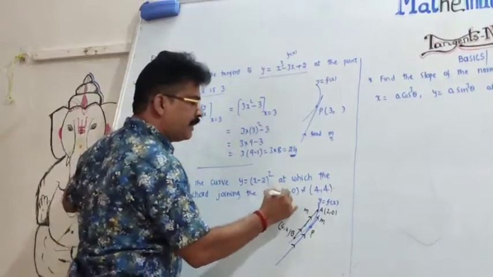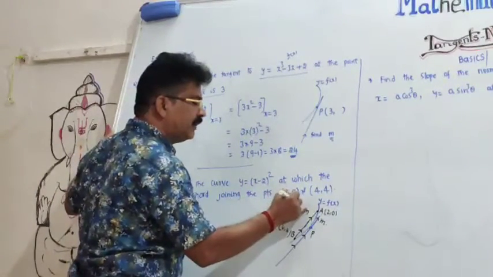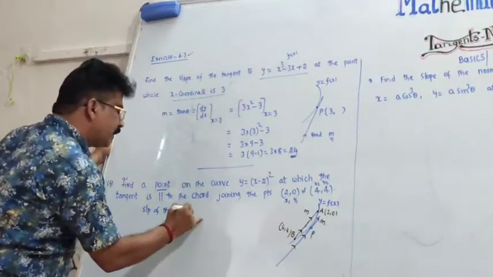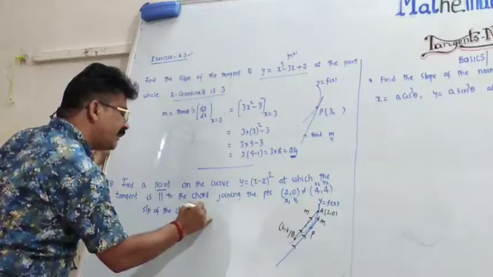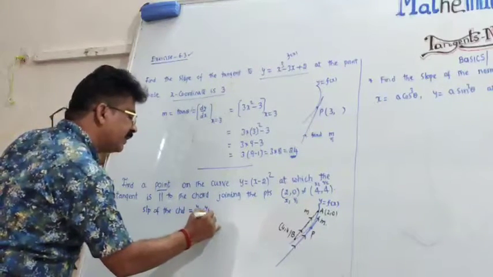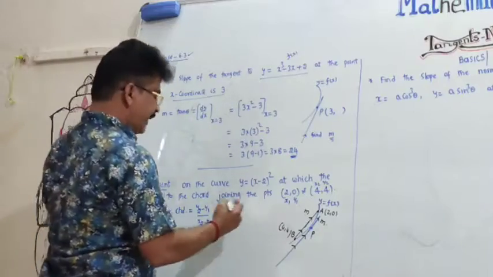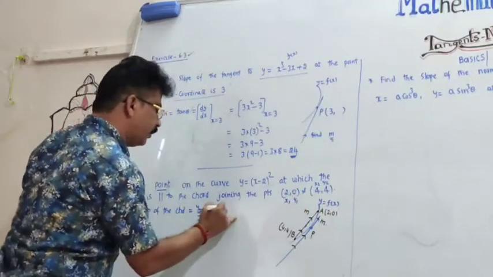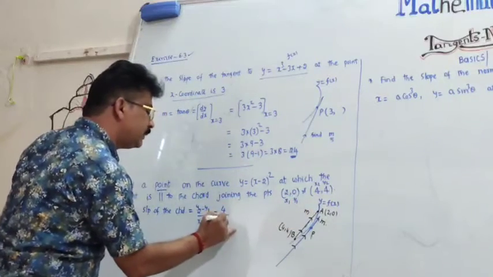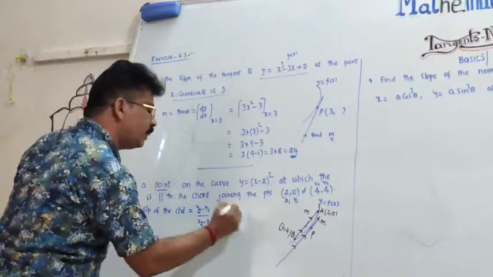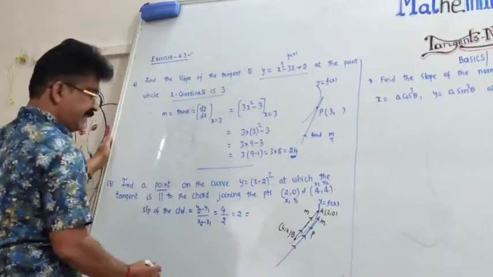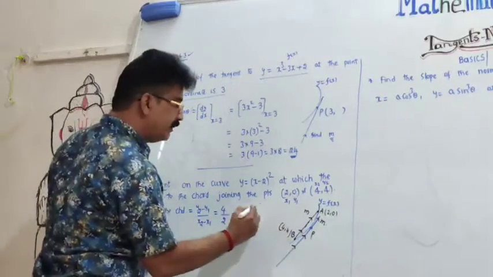One minute. Slope of the chord means, for example, it is x1, y1, and this will be x2, y2. The slope of the chord formula in geometry is y2 minus y1 divided by x2 minus x1. So 4 minus 0, which is 4, divided by 4 minus 2, which is 2. That is equal to 2. So that is equal to parallelism, which means what?